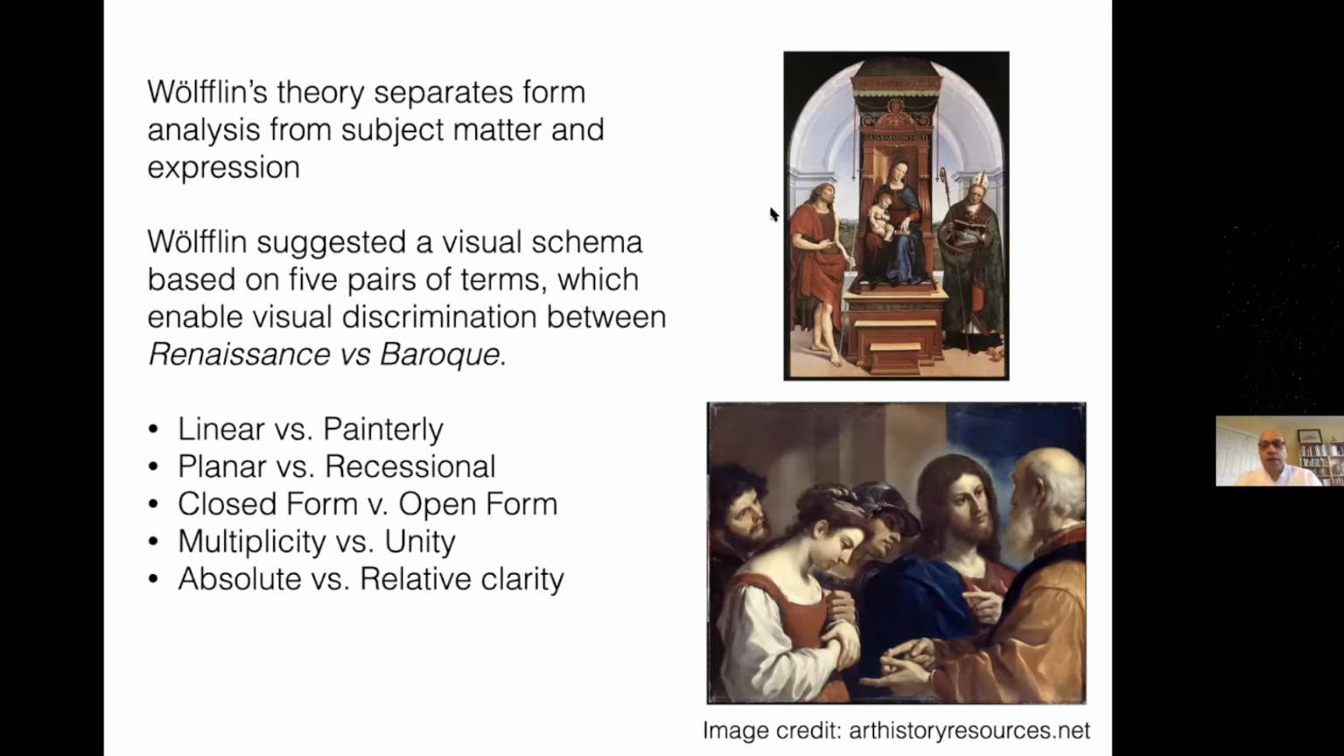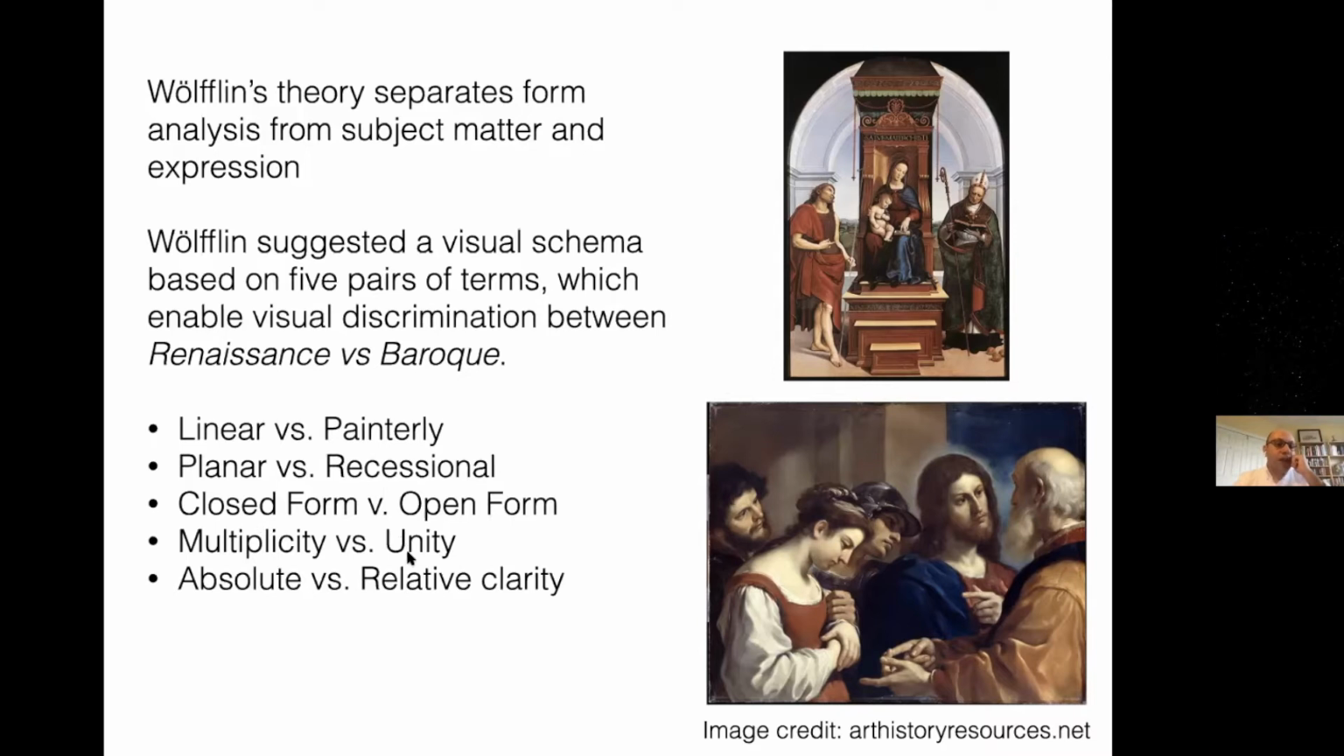In Renaissance, basically every subject stands by himself or by herself, so this is multiplicity, versus unity in Baroque. You can see that all subjects are part of one unit. In Renaissance, everything has absolute clarity. All the scene, everything is in focus. While in Baroque, artists start to have relative clarity. There is depth, there are things that are in focus and things that are out of focus, depending on what the artist is trying to do.